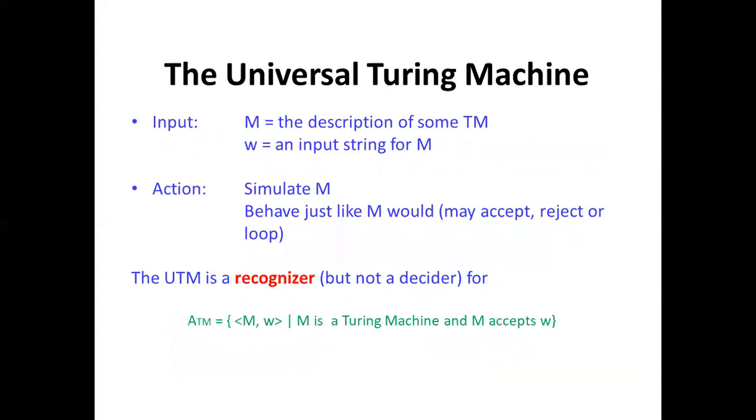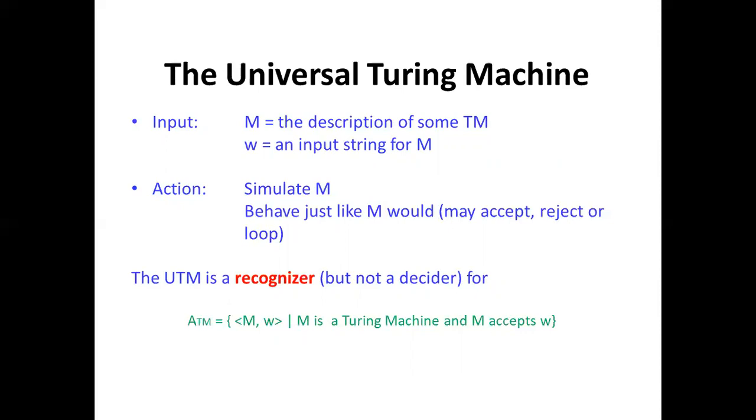So the universal Turing machine takes as input M, the description of some Turing machine, and W, the input string for M. We have to simulate M and behave just like M would: accept, reject, or loop. And the universal Turing machine is a recognizer, not a decider. In the case of general purpose computers, when you write programs to run on them, the general purpose computer acts like a universal Turing machine, and your program in some programming language is like a Turing machine.